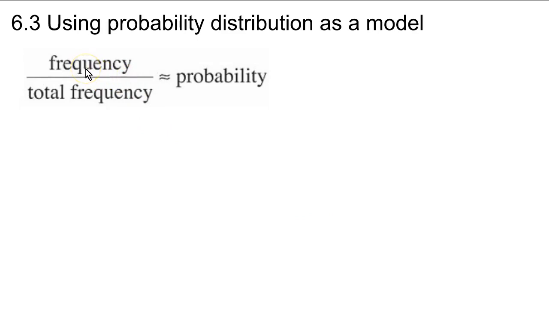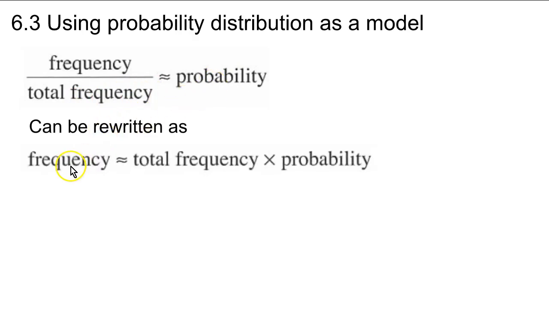Now, we also can take this kind of information and figure out stuff with the frequency divided by the total frequency is the probability. Well, if I multiply by total frequency on both sides, I can find that the frequency is equal to the total frequency times its probability, which is what we just did. In this case, we found the frequency of 60 by multiplying 360 times 1/6.